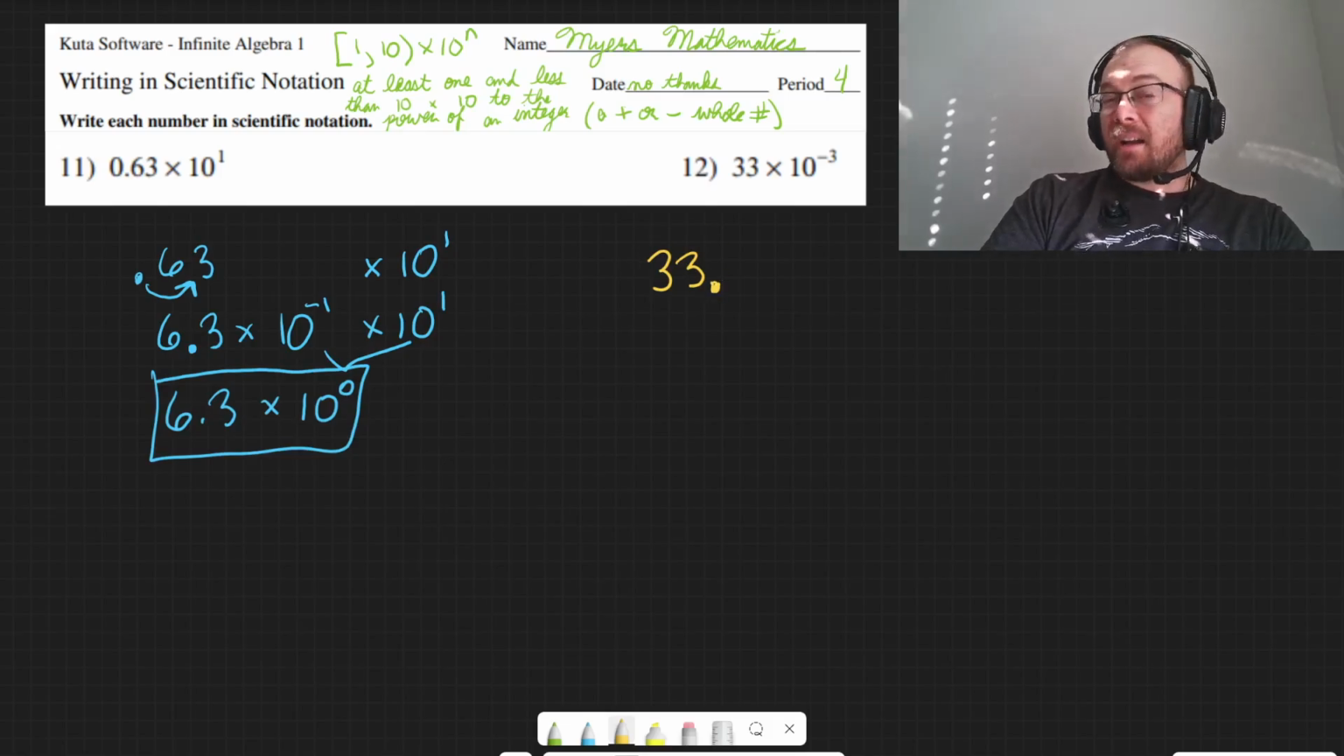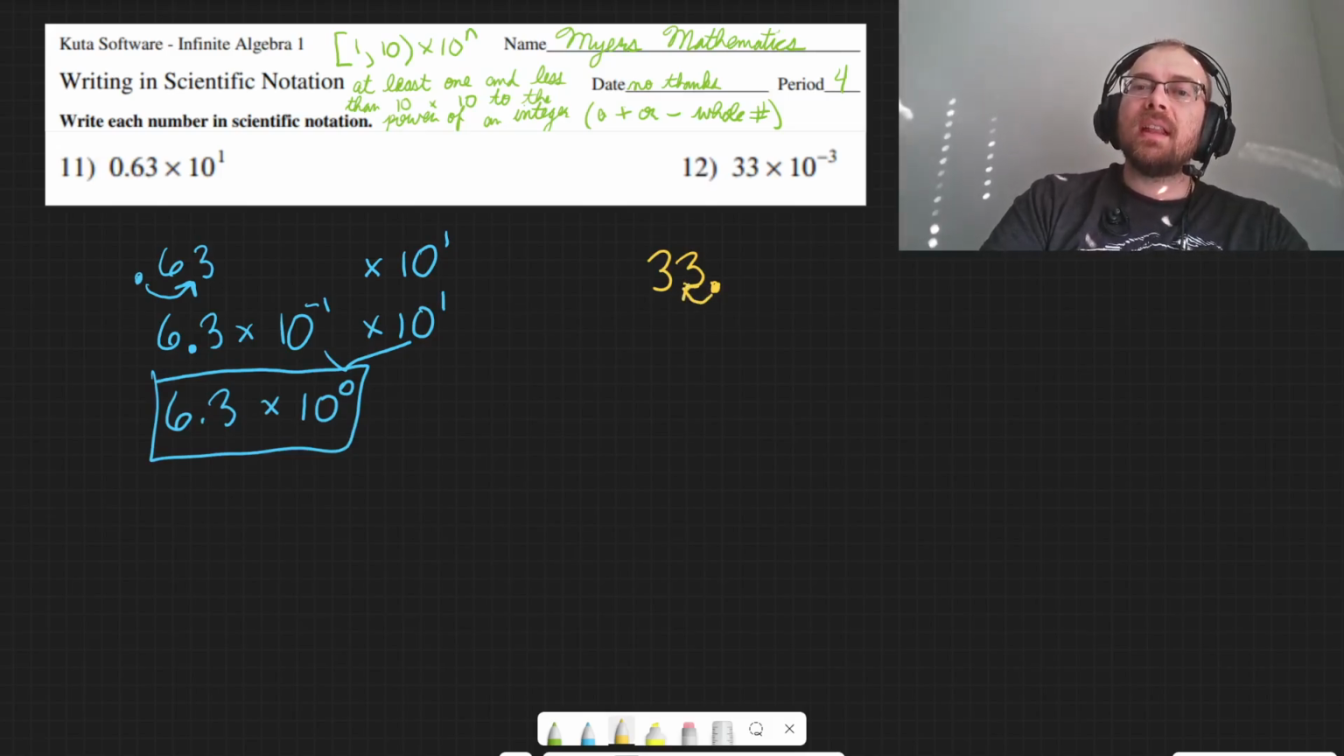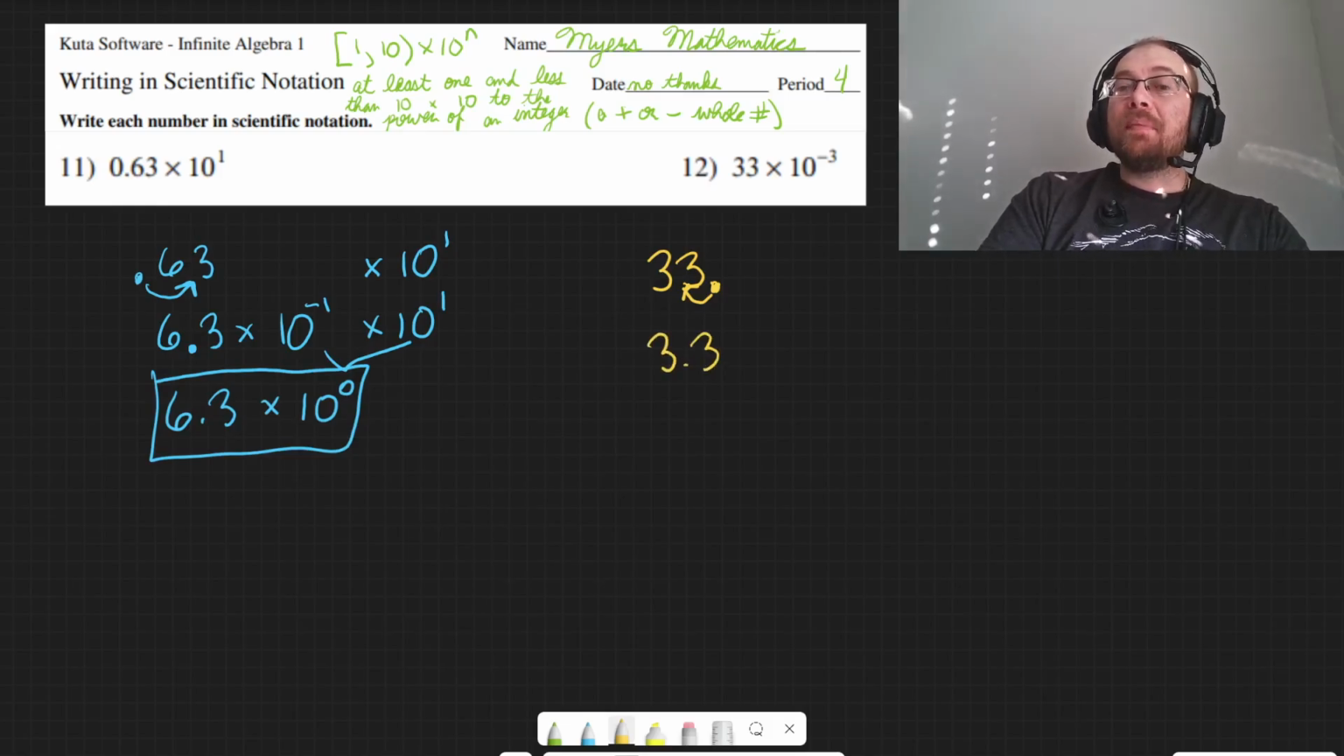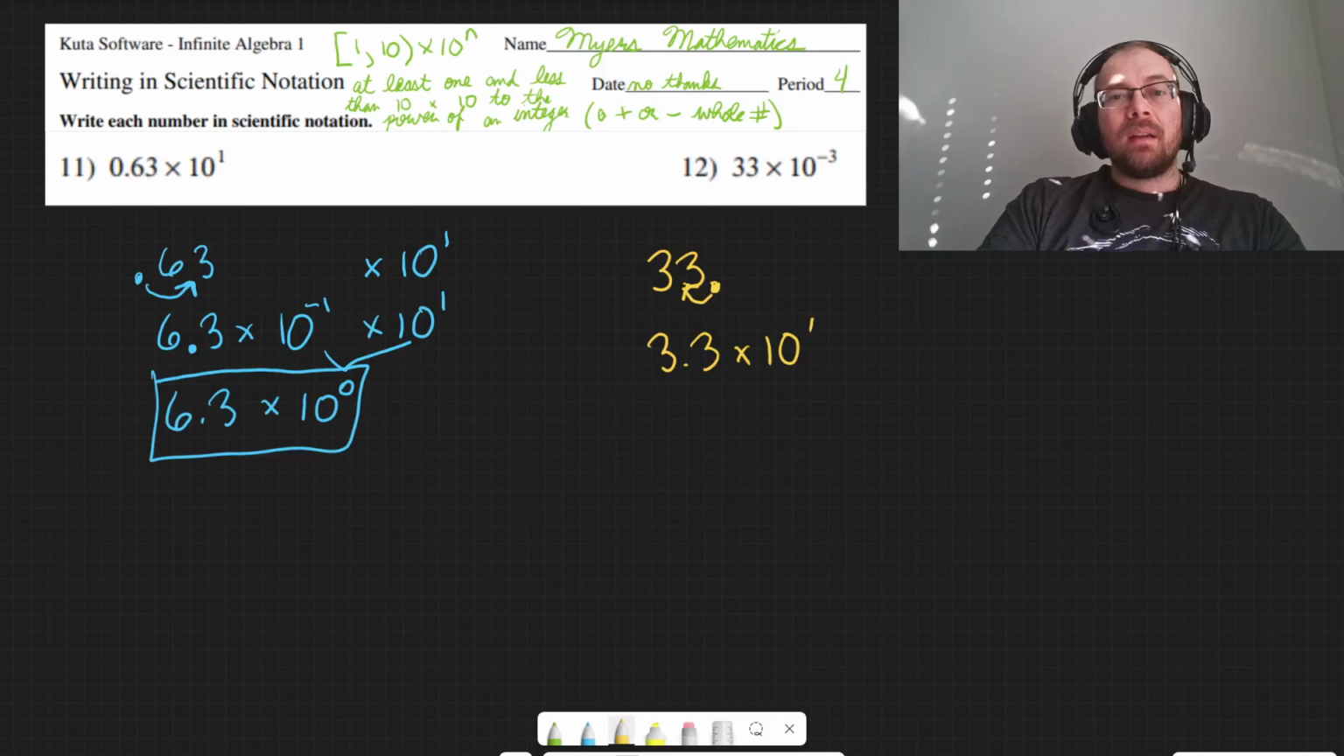So 33 is not a number between 1 and 10. It's more than 10. So this time we need to move the decimal place to the left. And that would make 3.3. So that would be a big number. 33 is a big number. It's bigger than 3 at least, or 3.3. So I would times it by 10 to the first power. And that's what I would do.